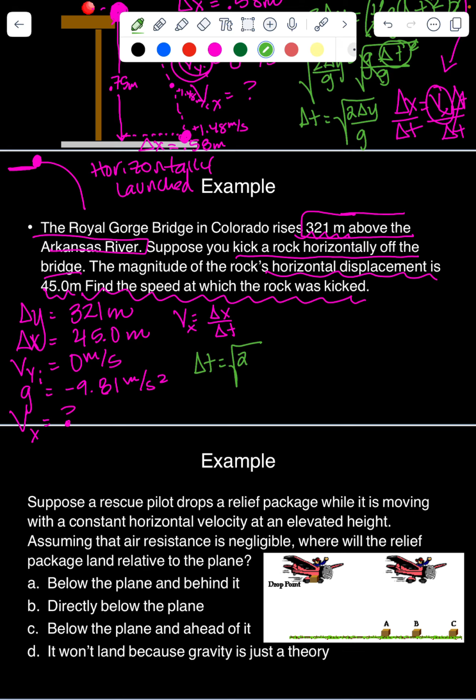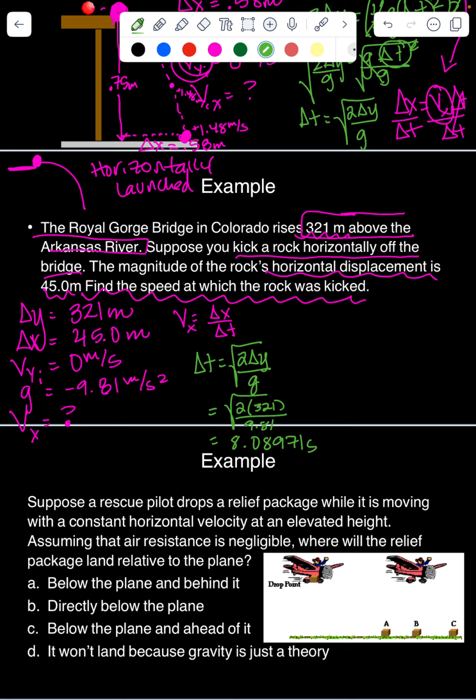So we know that delta t is equal to the square root of 2 times delta y over g. So that's going to be 2 times 321 divided by 9.81. That's going to give us 8.08971 seconds. Now notice that I went to several decimal places, because this is not a final answer and we are using this answer to get another answer, I usually go a few more decimal places.